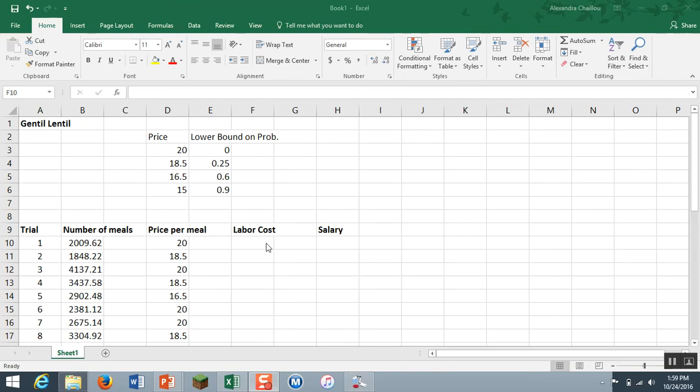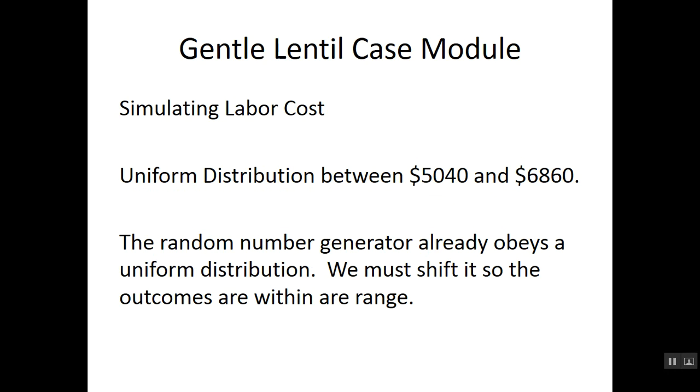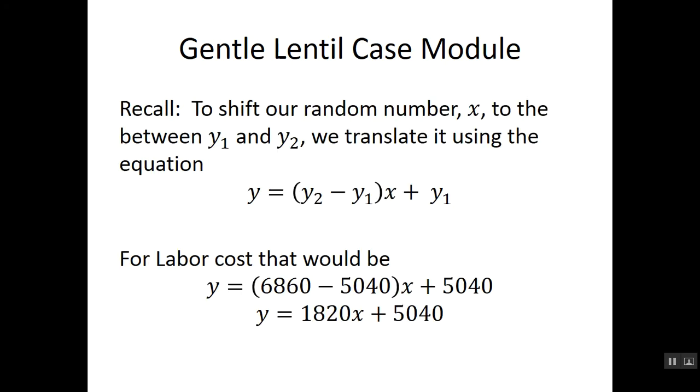The next thing we need to take a look at simulating is our labor costs. Those obeyed a uniform distribution. So if I go back to our PowerPoint for that, they obeyed a uniform distribution between 5,040 and 6,860. Now remember, our random number generator already obeys a uniform distribution. We just need to shift it so the outcomes are within our range. So if we recall, if we want to shift our random number x to the interval between y sub 1 and y sub 2, we translate it using the equation y equals (y sub 2 minus y sub 1) times x plus y sub 1.